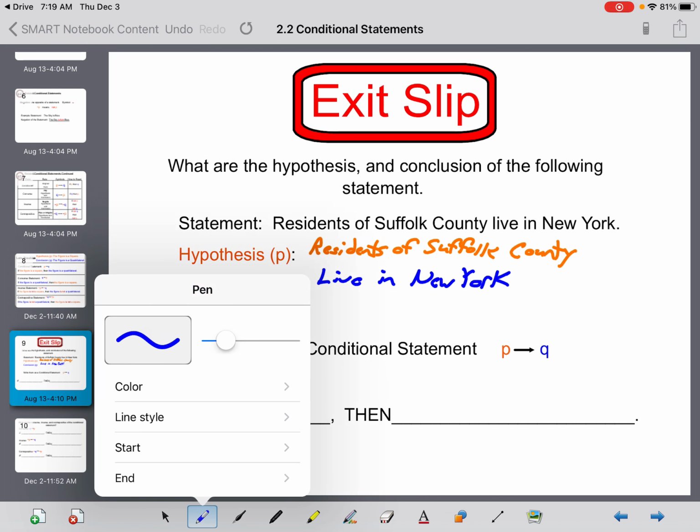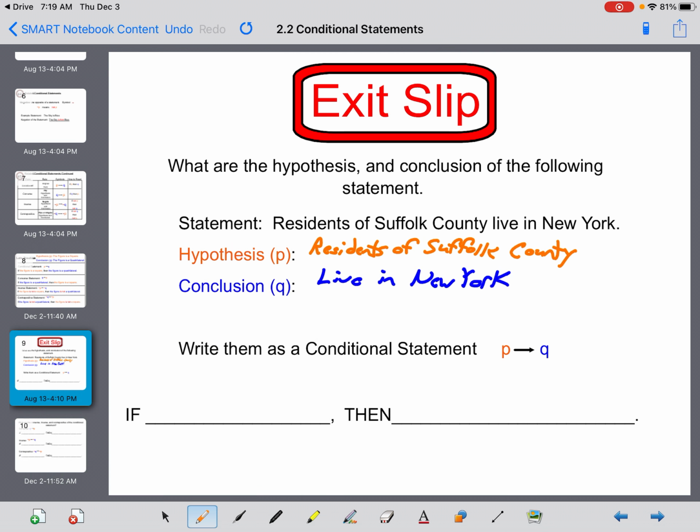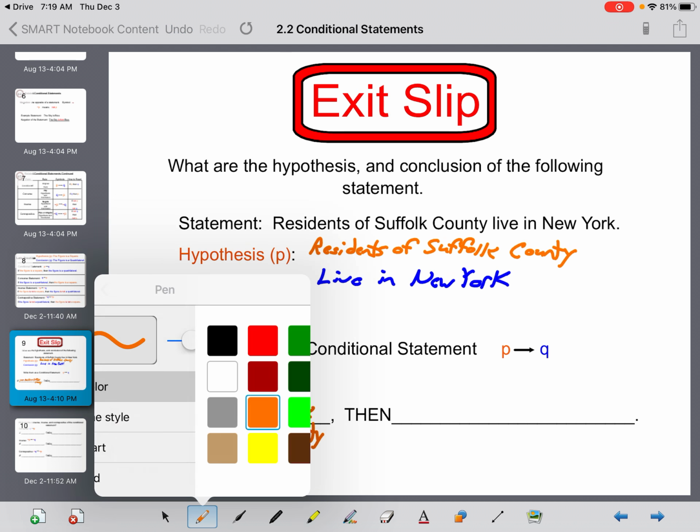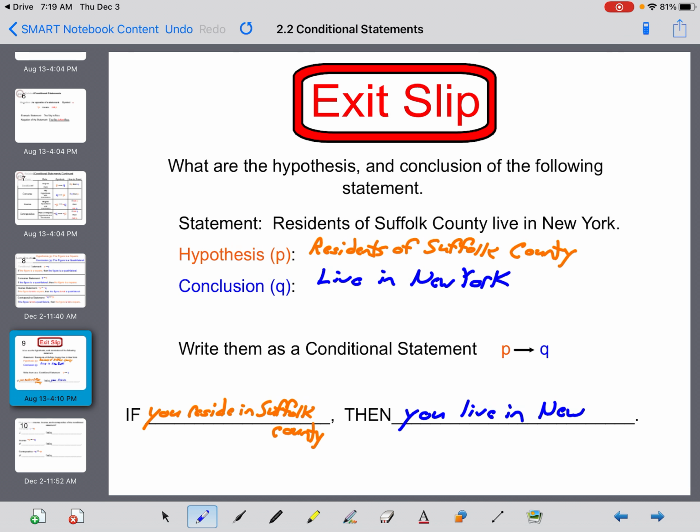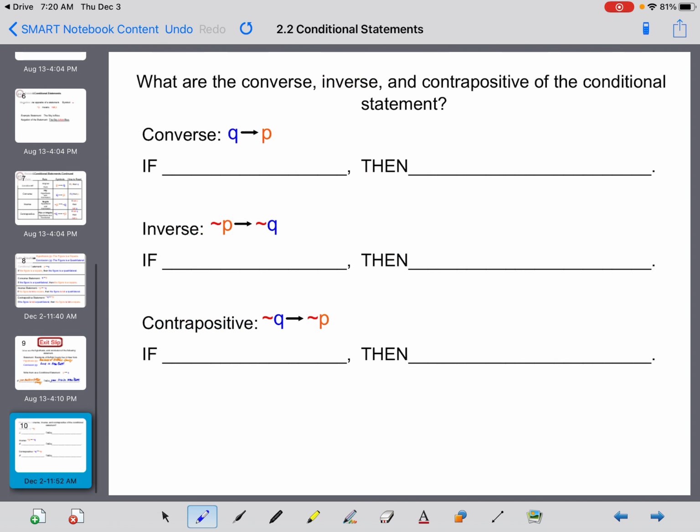Okay, so let's write them as a conditional statement. If P, then Q. So if you reside in Suffolk County, then you live in New York. So now what they want you to do is find the converse, the inverse, and the contrapositive of that statement that we just wrote, the conditional statement.